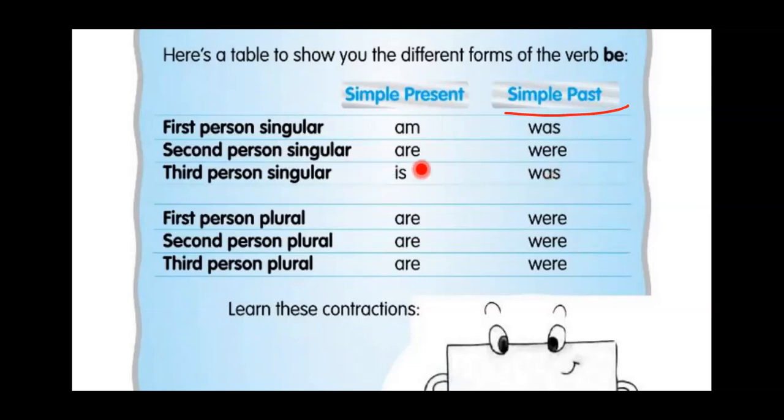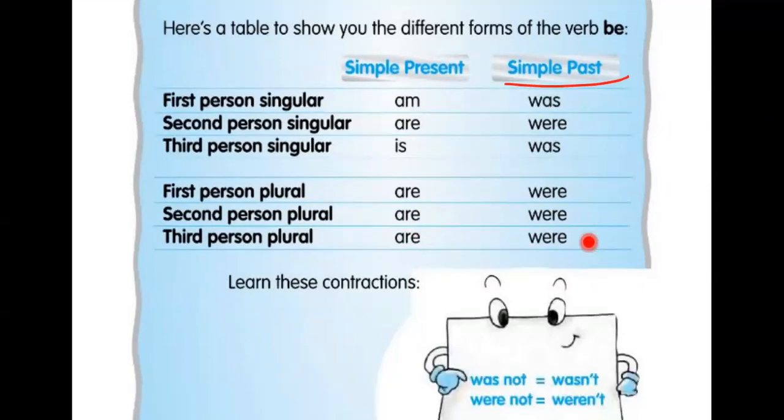And for third person, is. She is, he is, it is. With those pronouns we will use is. It was, he was, she was. In simple past tense we'll use was for third person. Now for first person plural we will use are, and simple past we will use were. And second person plural are, and in simple past we will use were. For third person again we will use are, and in simple past tense we will use were.